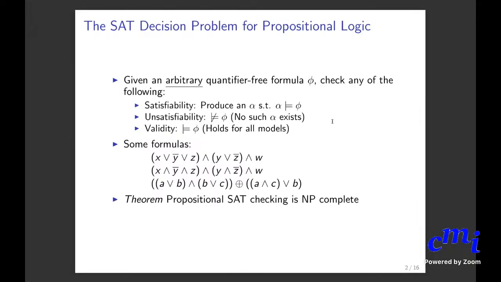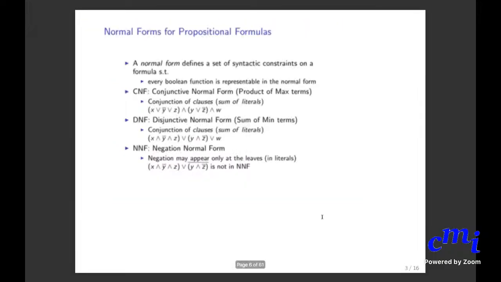Propositional SAT checking is NP complete. It's actually a classical NP complete problem, and lots of other problems are shown to be NP hard and NP complete by reducing them to Boolean satisfiability. Now, when we talk about decision procedures, it's important to recap normal forms for propositional formulas.